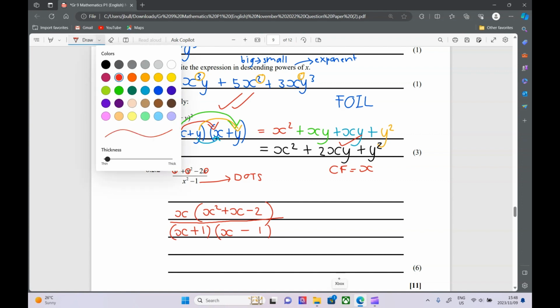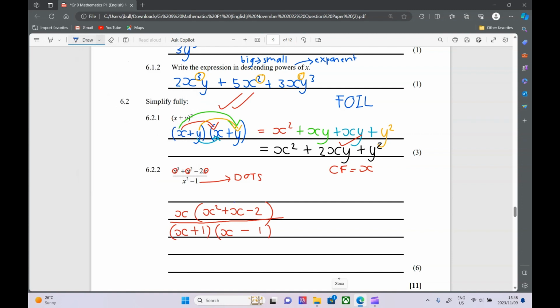So at the top, we have actually now got a quadratic in here. Okay, which means we can factorize that quadratic. So we're going to keep this x in front because that hasn't changed. But now we are going to try factorize this quadratic. So we're going to try and make it into two brackets. The bottom we're going to keep the same. So x plus 1, x minus 1.